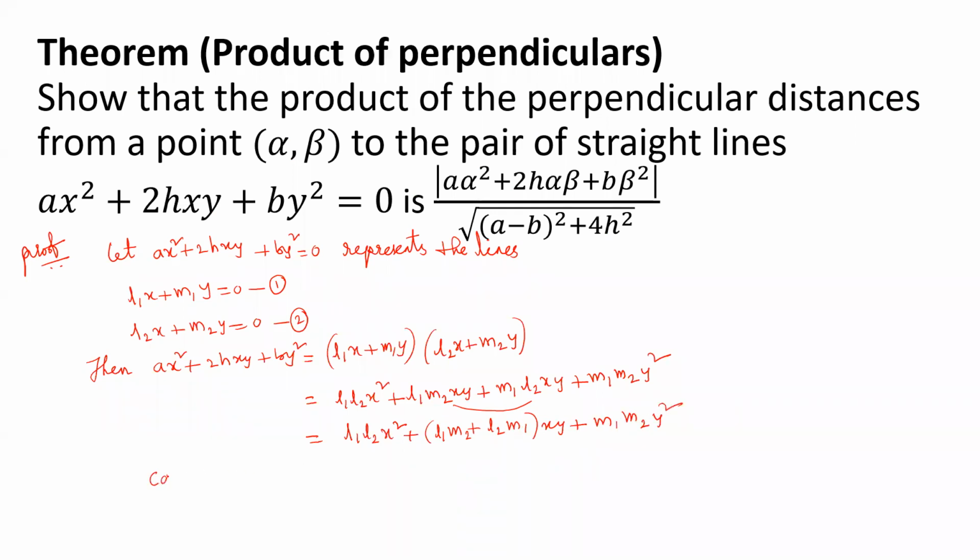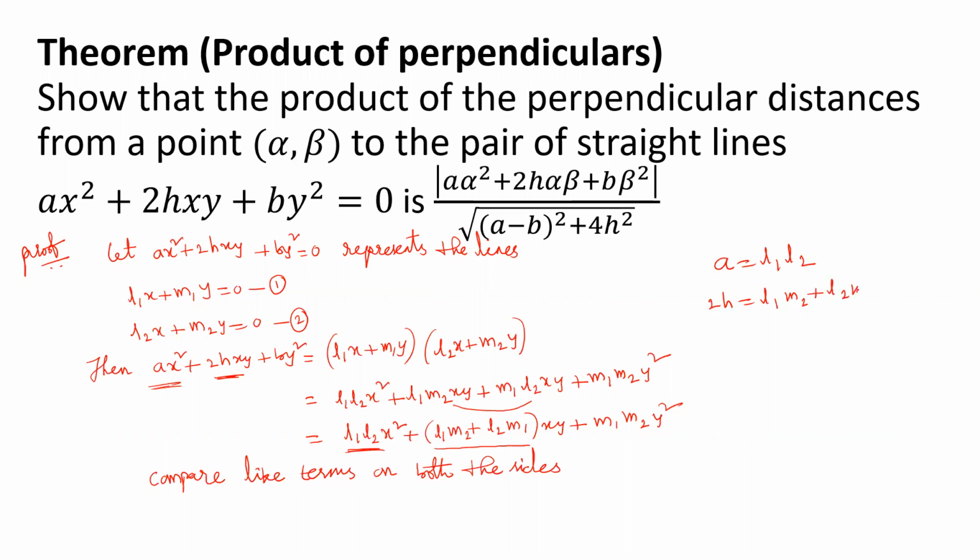Now compare like terms on both the sides. X square coefficient: A is equal to L1 L2. XY coefficient: 2H is equal to L1 M2 plus L2 M1. Y square coefficient: B is equal to M1 M2. So this is the comparison.